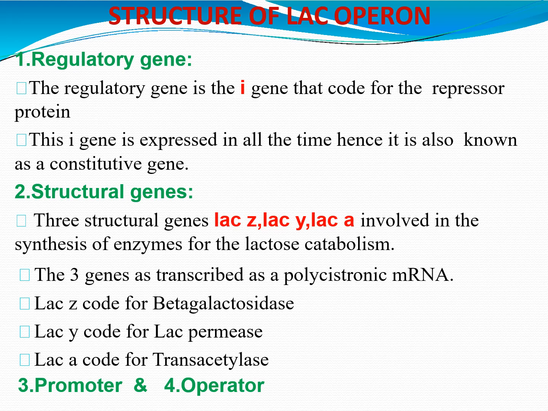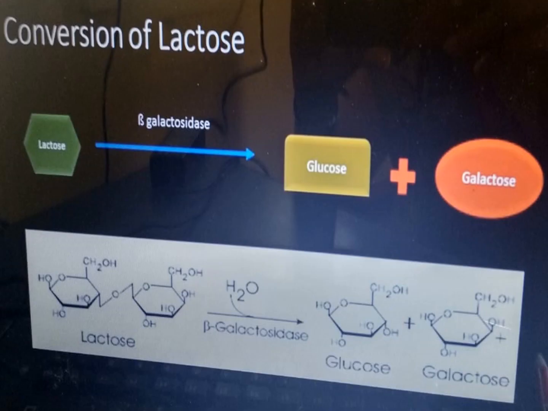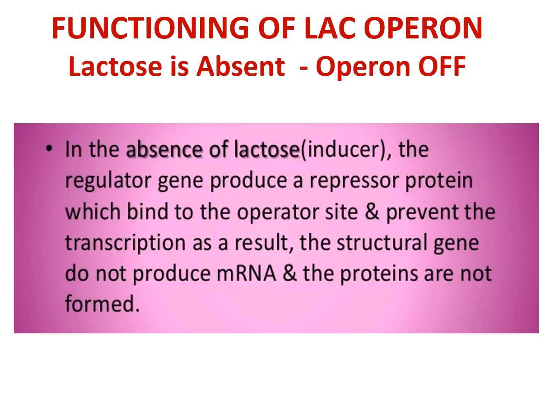So catabolism is nothing but the breakdown of the lactose. Here our ultimate aim is to break the lactose and utilize it as the energy source of the E. coli. So in the structure of the Lac operon, there is a regulatory gene, the Lac I gene, then three different structural genes, Lac Z, Lac Y and Lac A, then the promoter and operator. So how is the lactose converted into glucose and galactose with the help of beta galactosidase? This is the biochemical reaction.